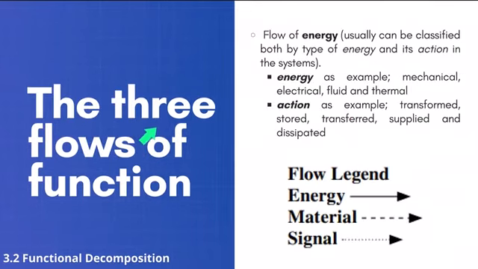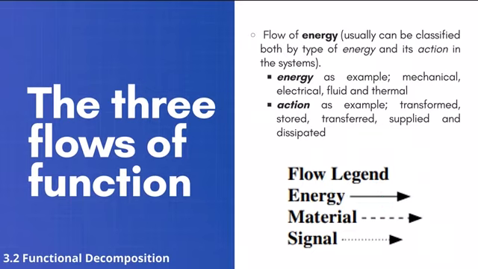Basically there are three types of flows of function. The first one is flow of energy, usually classified both by energy and action. Energy such as mechanical, electrical, fluid and thermal, and action, for example, transform, store, transfer, supply and dissipate. And the symbol for energy is a straight line.